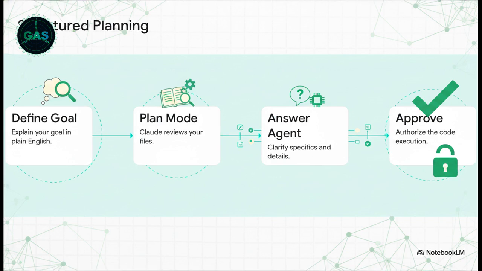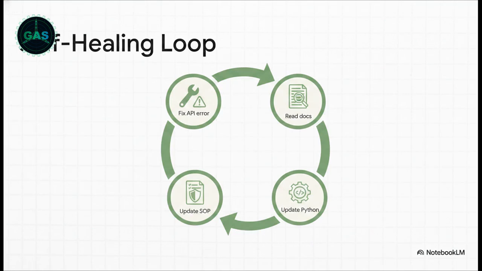It'll actually pause, review your files, and ask you essential clarification questions about your specific data needs, your formatting preferences, and delivery methods before it writes a single line of code. Once you answer those questions, it generates a step-by-step plan. Only then do you hit approve for execution. But here's the cool part. What happens when things go wrong?